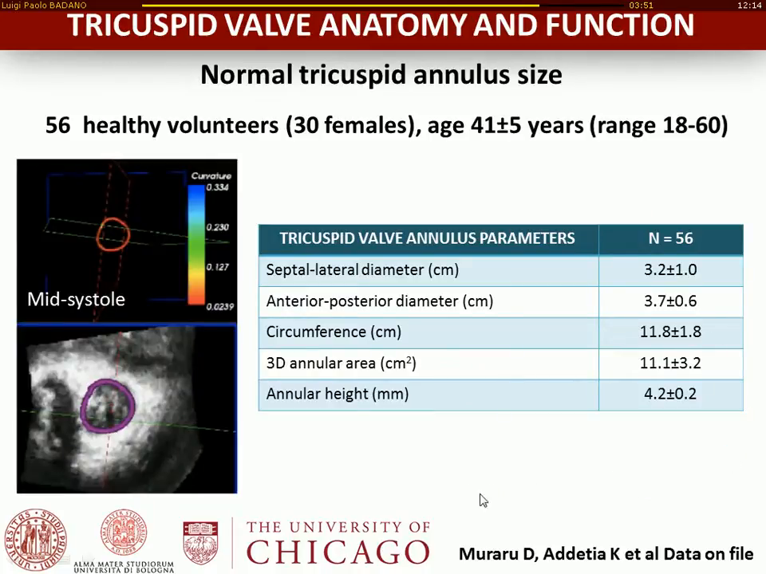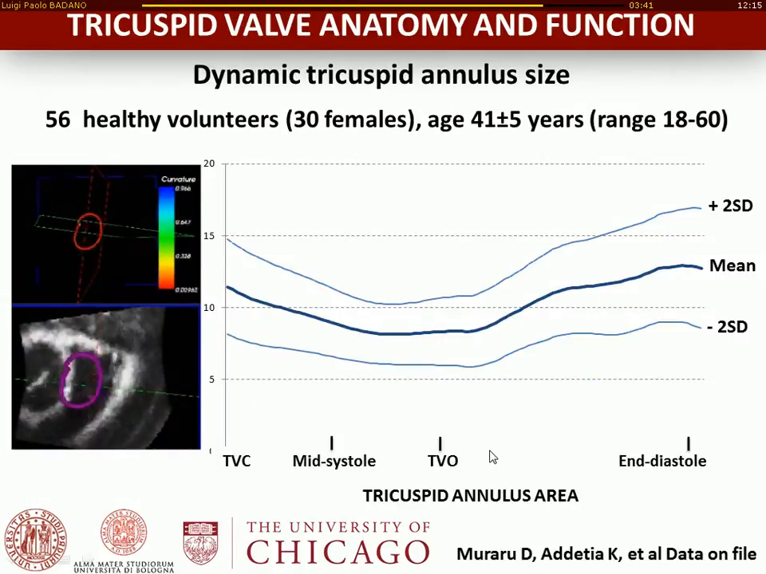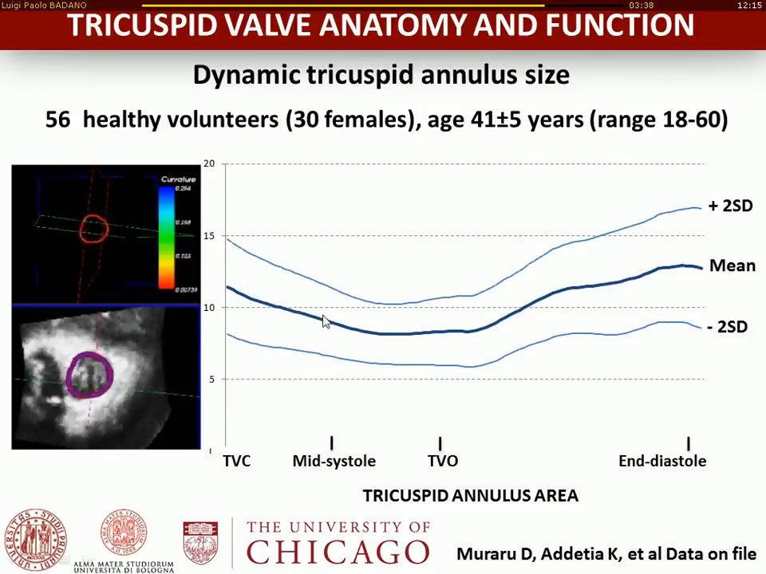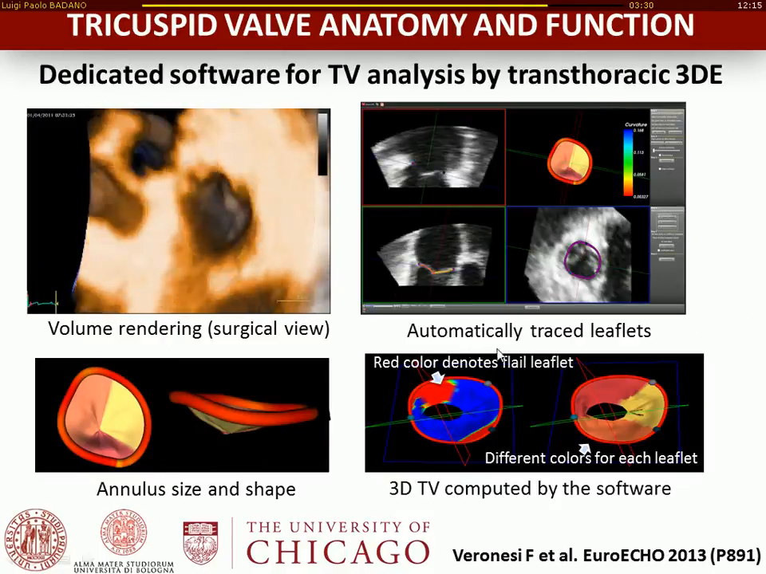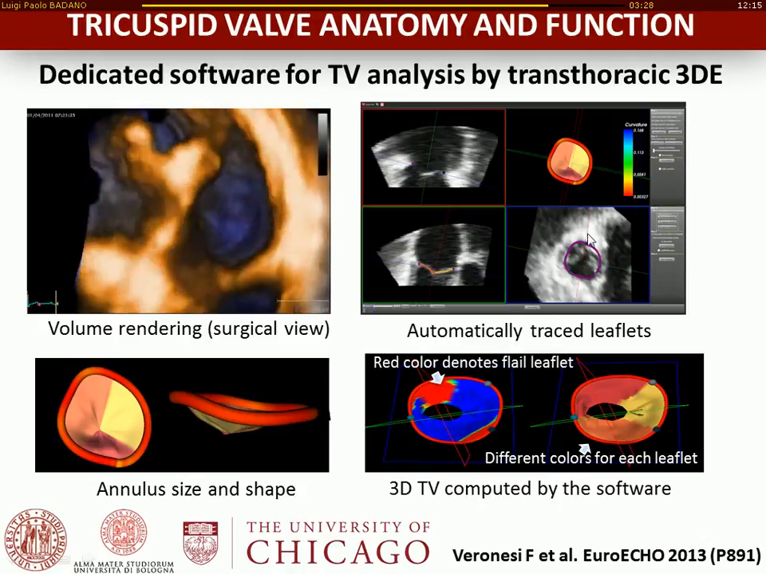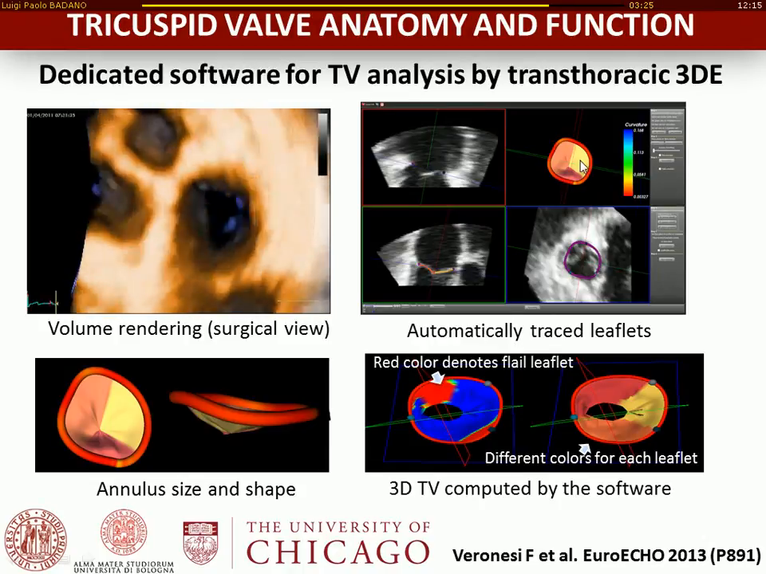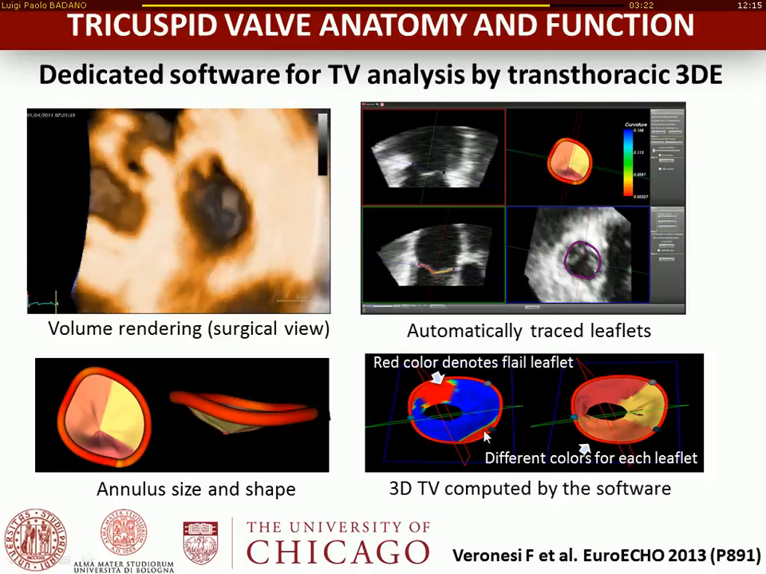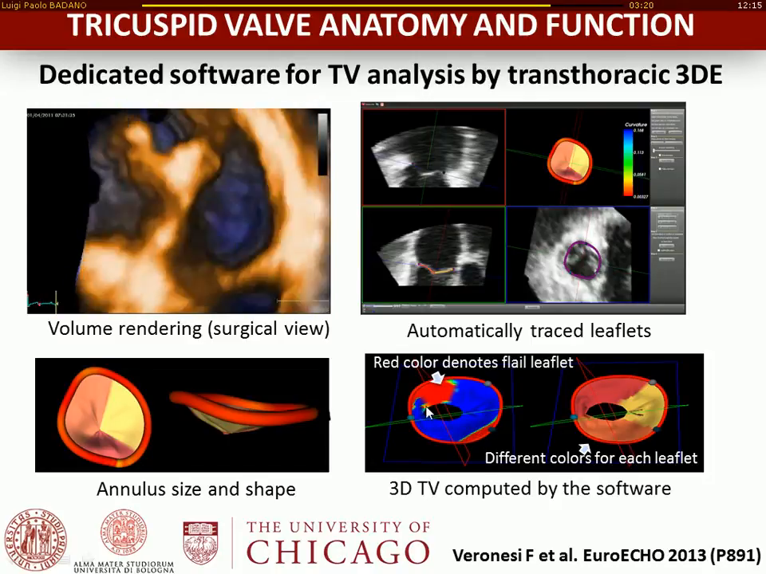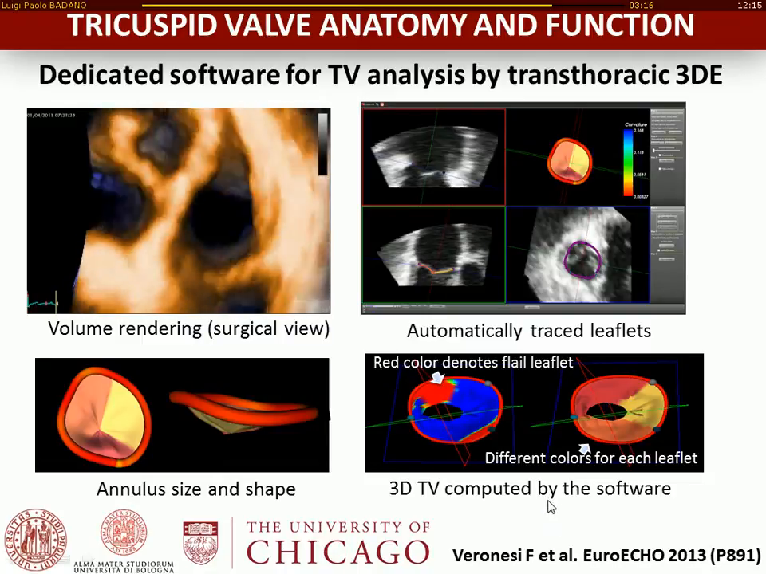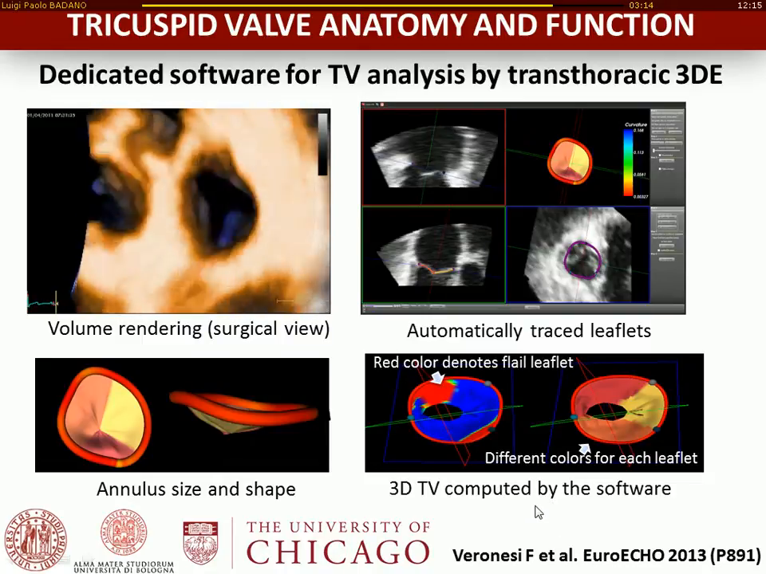Preliminary work showed that this software is able to really assess the different parameters describing the geometry of the tricuspid annulus, again showing the highly dynamic behavior of the tricuspid annulus throughout the cardiac cycle. But not only that, because the software is able to automatically track and trace the leaflets, and so to provide the size and the position of the leaflets, and also a parametric color map of the displacement of the leaflets that may be helpful in the diagnosis.